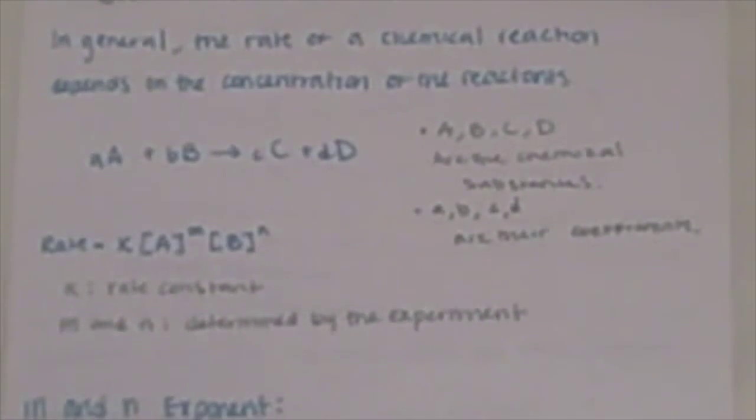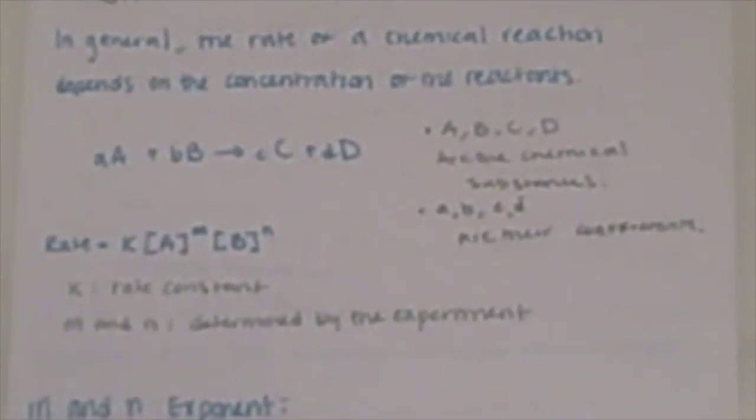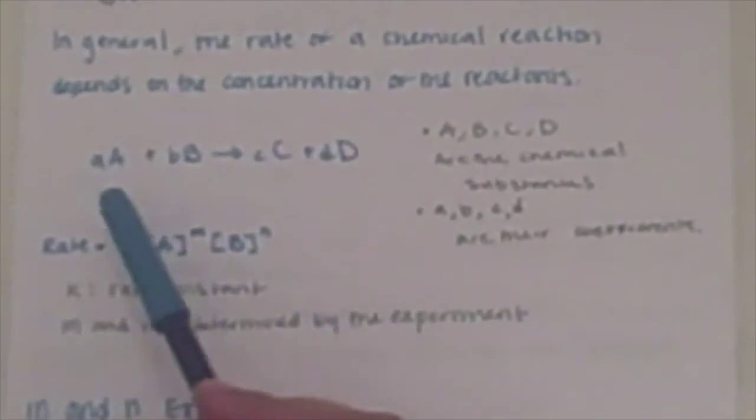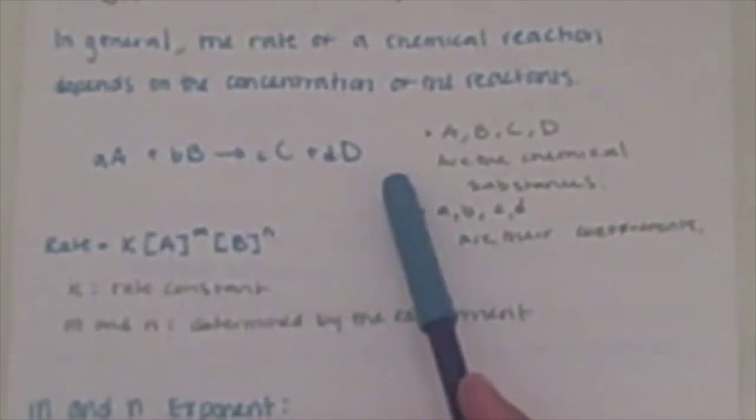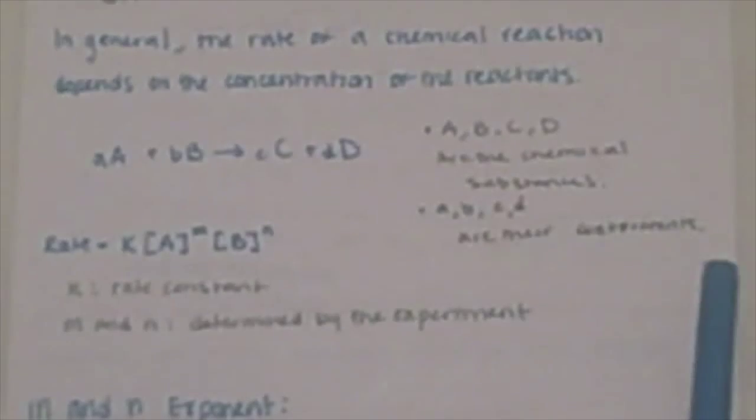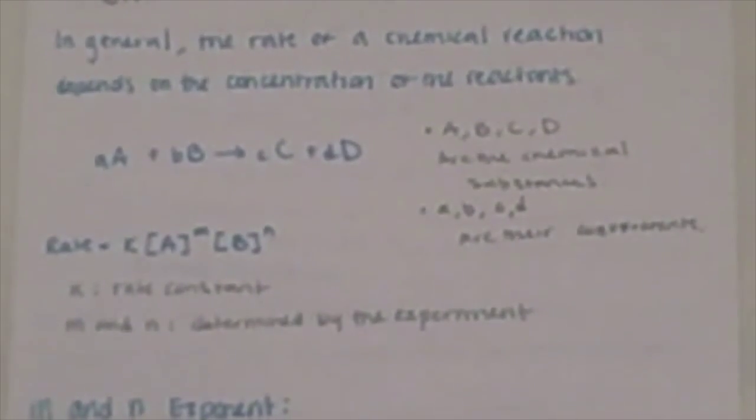So in general, the rate of a chemical reaction depends heavily on the concentration of the reactants. So here's the equation of reactants A and B forming C and D. Capital A, B, and C and D are the chemical substances, and lowercase a, b, c, d are their coefficients. So the rate that expresses this reaction is given by k, which is the rate constant, times the concentrations of A and B to their exponents.